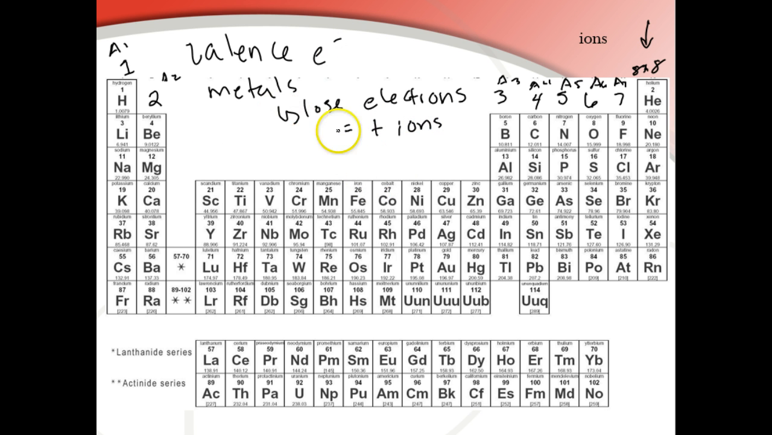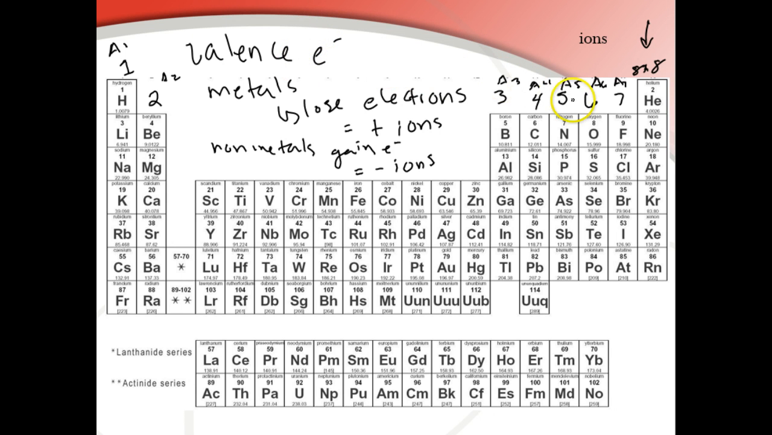Nonmetals do the opposite. So nonmetals gain electrons, and they form anions, or negative ions. And you can use a number of tricks to figure it out by looking at the periodic table, but if you have their group number, you know their number of valence electrons, you can very easily see how many it needs to gain or lose.